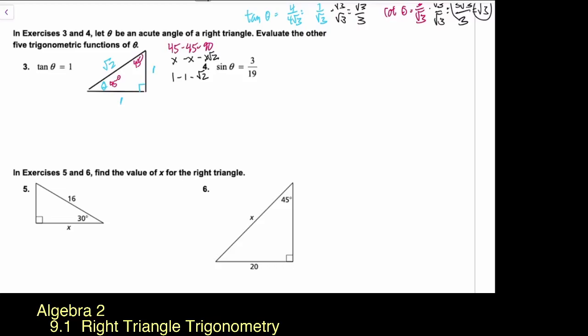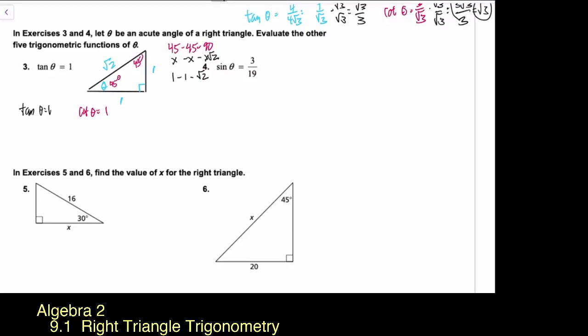Okay, so if we know that tangent is equal to 1, that's a gimme. So I have tangent theta is equal to 1. That should also lead us to the fact that cotangent theta is equal to 1 as well. Because what's the reciprocal of 1 over 1? Still 1 over 1.